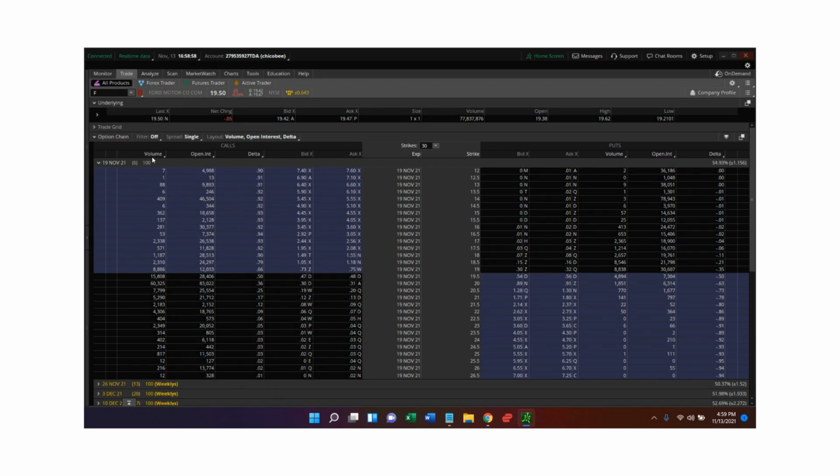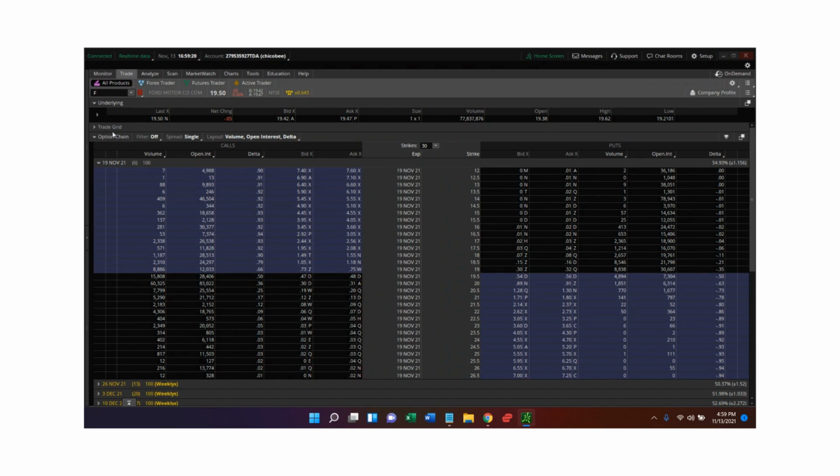I set up my tables differently. I have volume over here, open interest, delta, bid and ask. Now, the open interest, that's basically just the open contracts of what's out there. That's all it is.